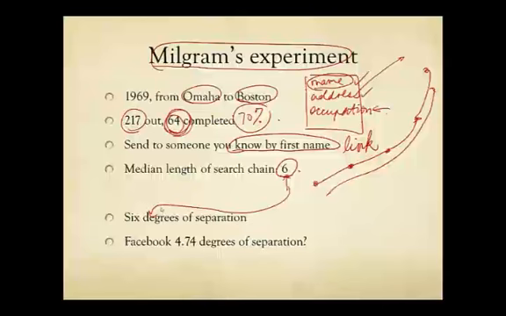Well, first of all, rigorously speaking, this is only the median length. Okay, it is not the maximum length. They are very long chains. You can only say that, roughly speaking, it is quite unlikely that you can complete the search chain in a few number of steps. Okay? And the median is 6.